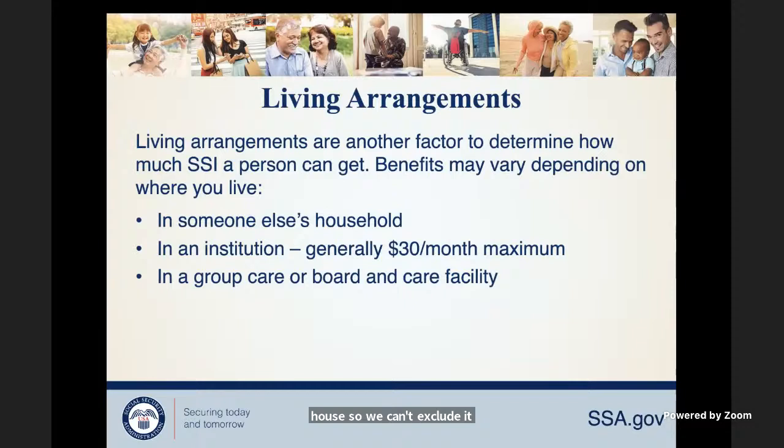Living arrangements. We are so nosy when it comes to SSI because we have to make sure we're paying you the right amount. We look at if you're living in someone else's household, if you're living in an institution, maybe you're in a long-term care facility, you're only going to be eligible for $30 a month maximum of SSI. And the reason is because your food and shelter needs are being met. So SSI will only pay $30 a month towards your essentials, like your shampoos, stuff like that.